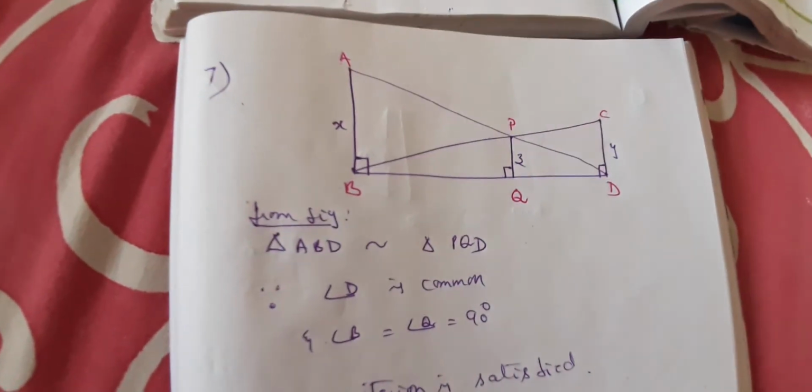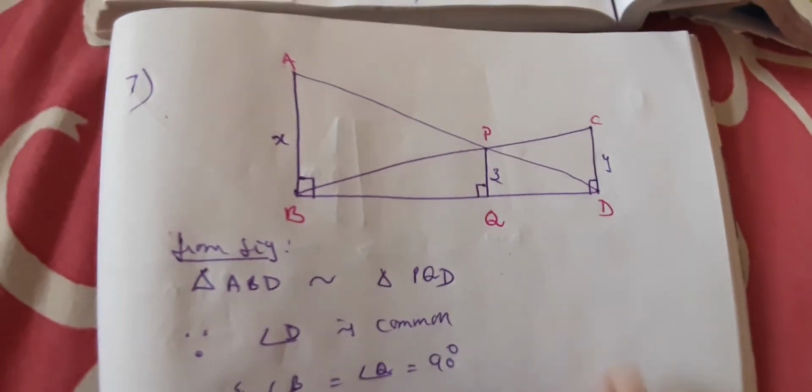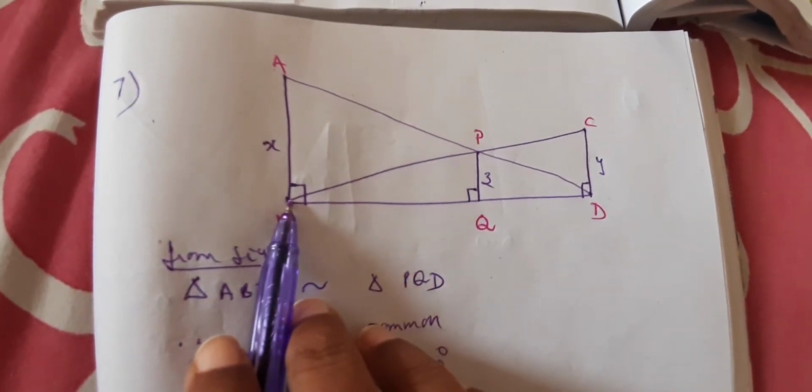Nothing else is given. Okay? So only this is given. Now how to solve this? Understanding the diagram is important here. See, very clear. By now we are very much familiar.